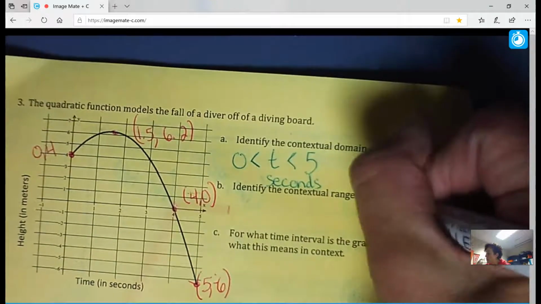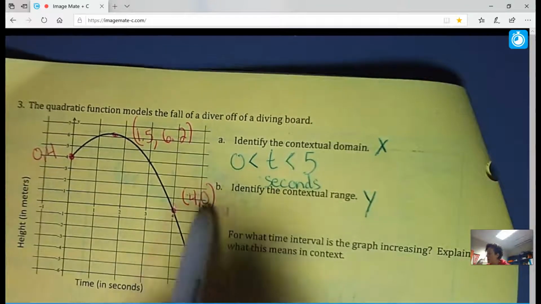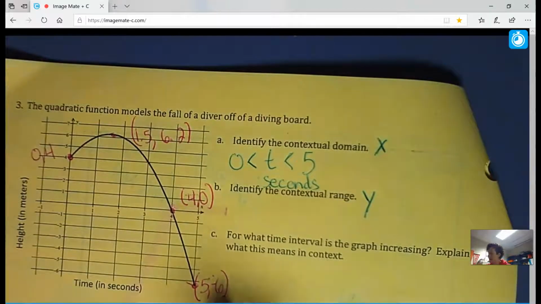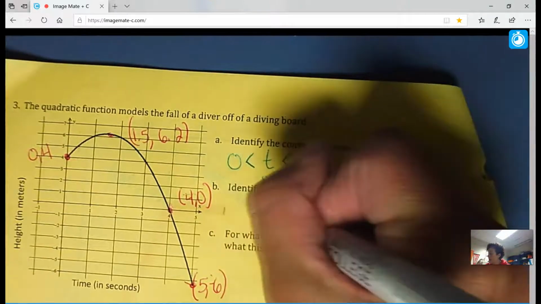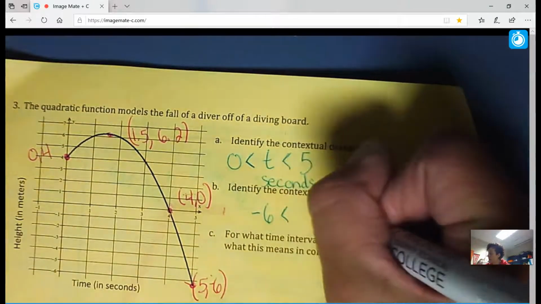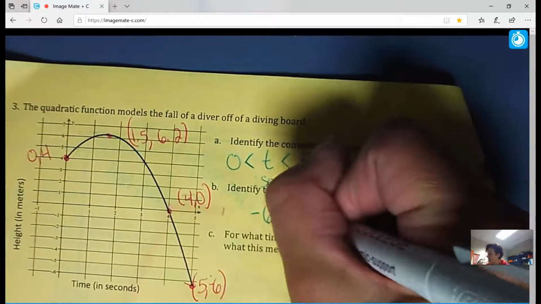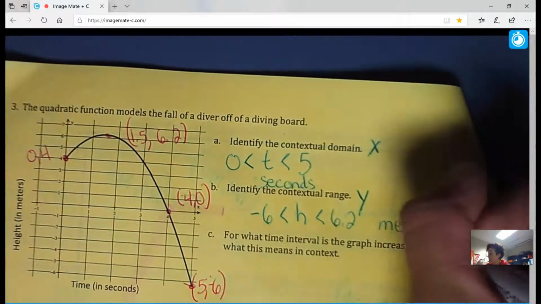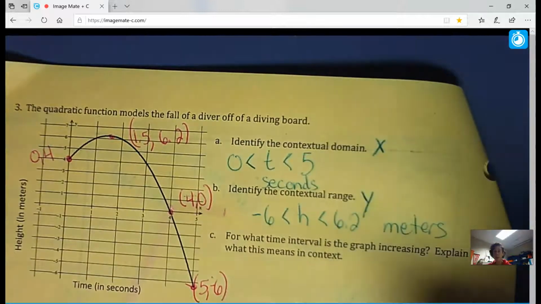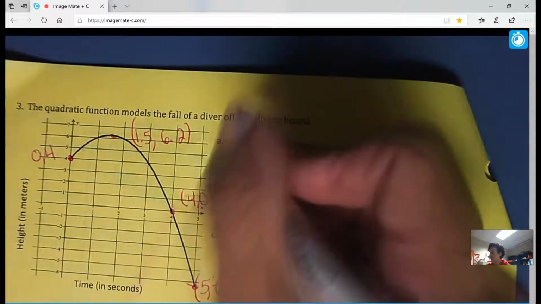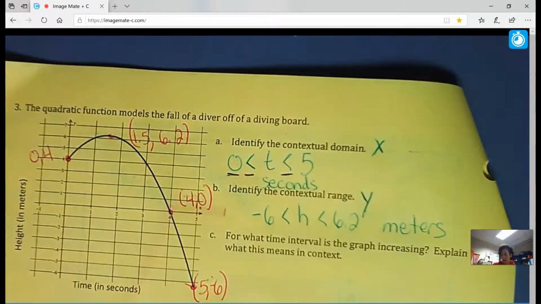Now the contextual range: that's my smallest y to my biggest y. When I look at my y values, the smallest y that I wrote was -6, and the biggest was 6.2. So I'll go from -6 to 6.2. This is my height, so I'll put h for height, and I'll put meters off to the side. Remember, in domain and range you do want to include the values because these are actual numbers on the graph. We should include them, so I want to underline my inequalities there.